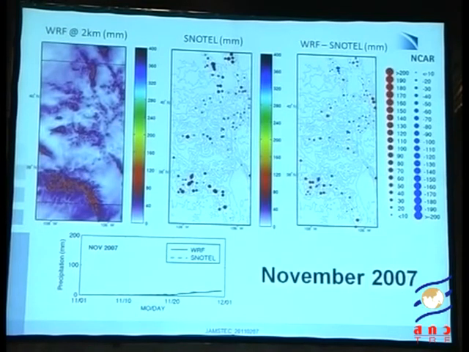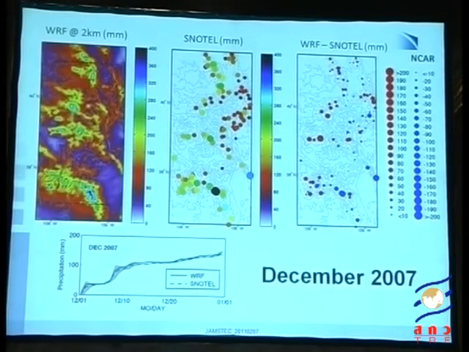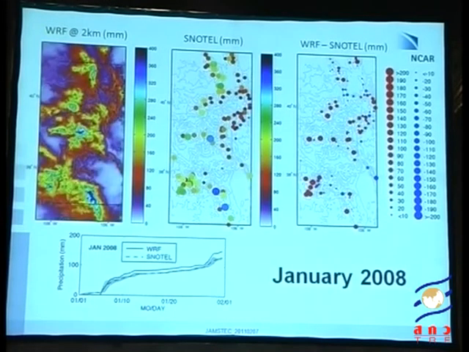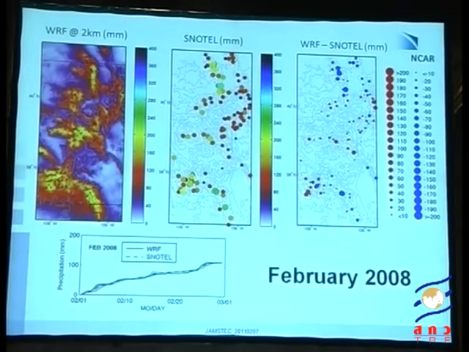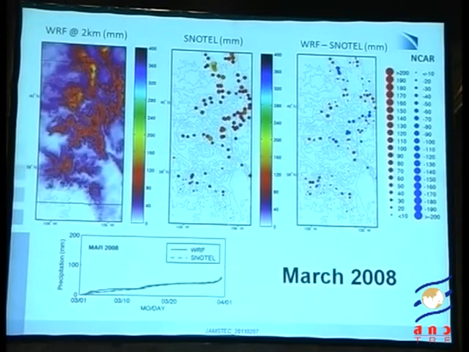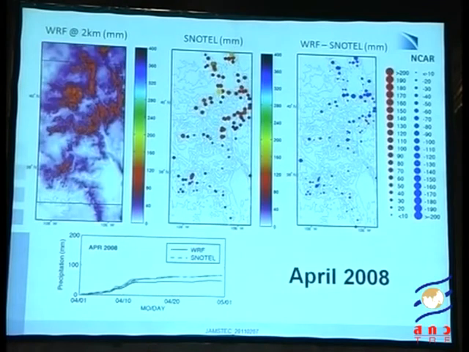On the left is 2-kilometer. In the middle is the SNOTEL, the dots. And this is the difference plot over here. And then this is the mean over that month right here. So in November, you can see we agree quite well. December, you can see it's capturing all the events quite well within the standard deviation, the gray shading. January, same, maybe a little bit high, but not bad. February, still good. March, April, we're a little bit low.